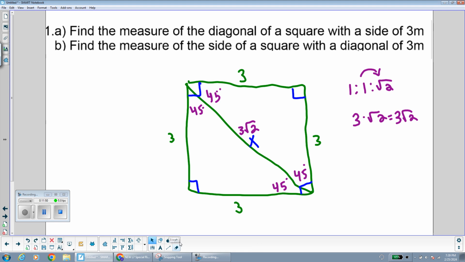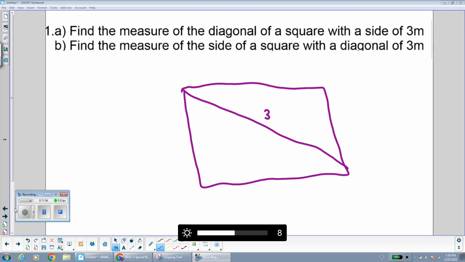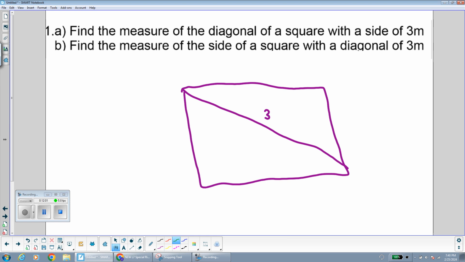Now we're going to do the next part of the question. So I'm going to erase this. In the next part, the question's a little different because this time the diagonal has a length of 3, and we need to find the measurement of the side of the square. So this time, in our 45, 45, 90 triangles, we now have the hypotenuse, and we actually need to find the legs. So we have the radical 2 part of the ratio.